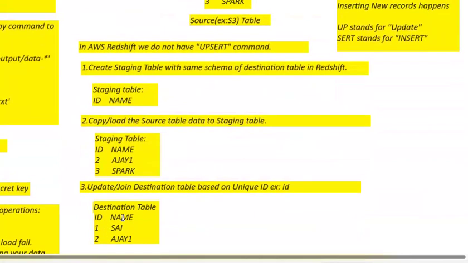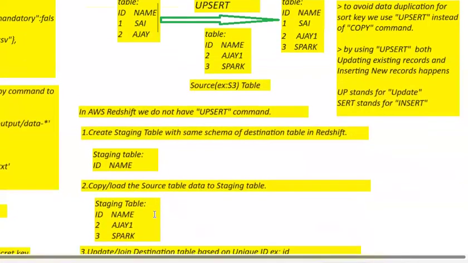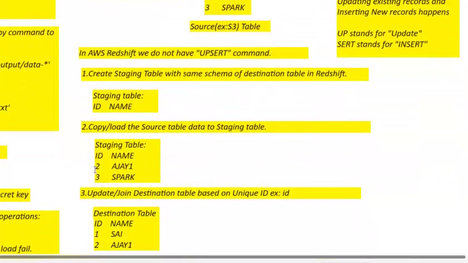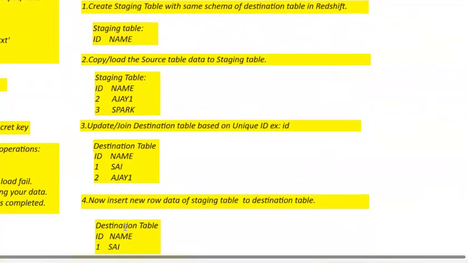Now at last, in the fourth step, we insert new record data into the destination table. Whatever new record data is present in the staging table but not present in the destination table, based on the unique key it will identify the new record. So here you can see 2 is already present, so no insertion happens. 3, you can see 3 is not there, right? Yes. So that row will be inserted here. That is the fourth step.